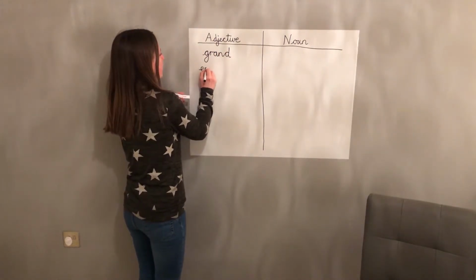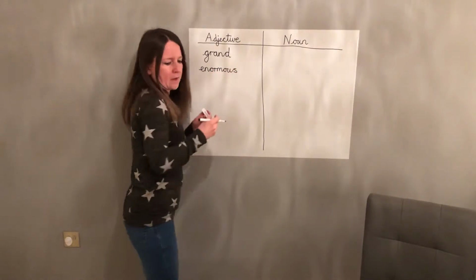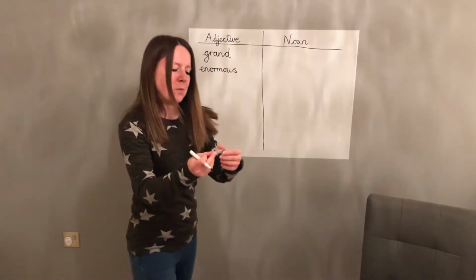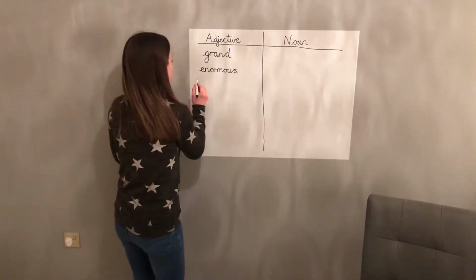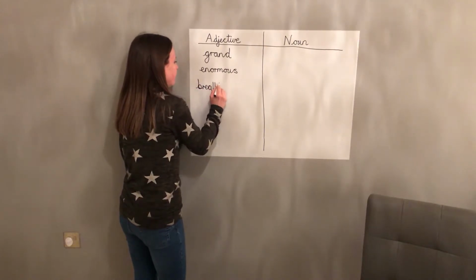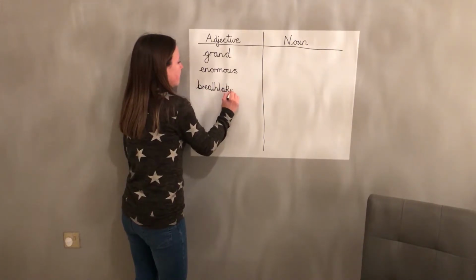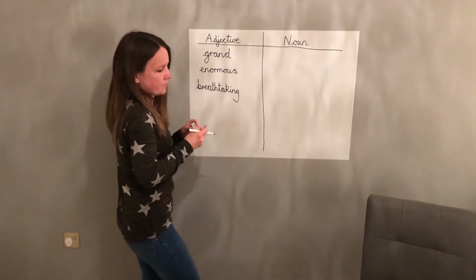I'll write that one down. And then the final one at the moment, I might do a couple more, depends how we get on, is breathtaking. Oh, that's a lovely one. Breathtaking, that's a great adjective. Okay, I spelled them correctly.